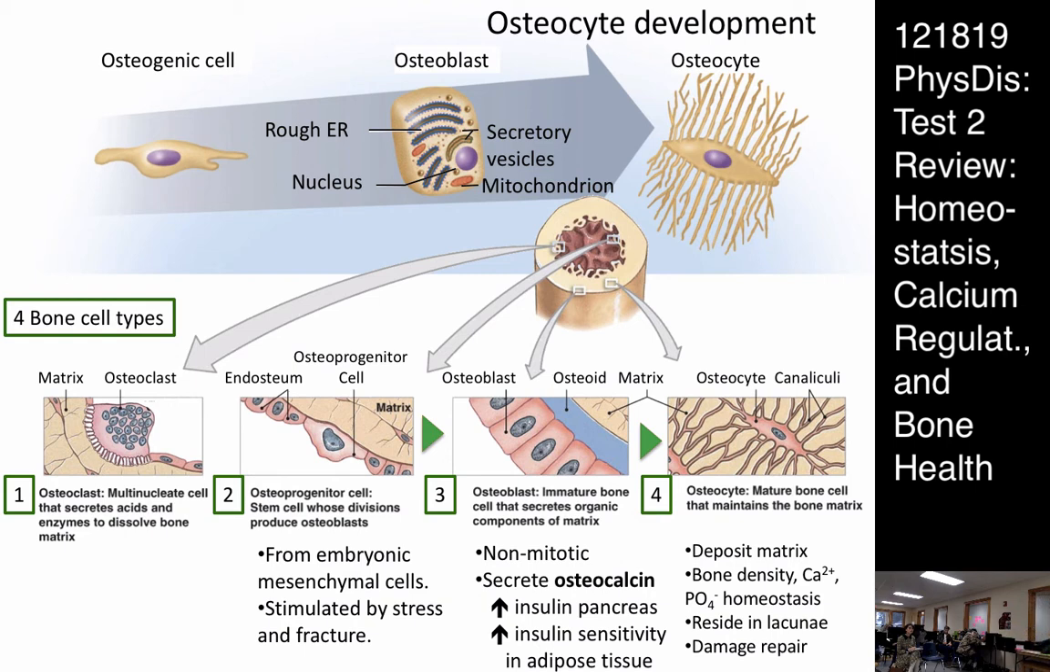We talked about bone matrix. I talked about collagen and proteoglycan and glycoprotein and glycans, all those weird-sounding words for various proteins and carbohydrates. That is in the osteoid that's made by the osteoblast.